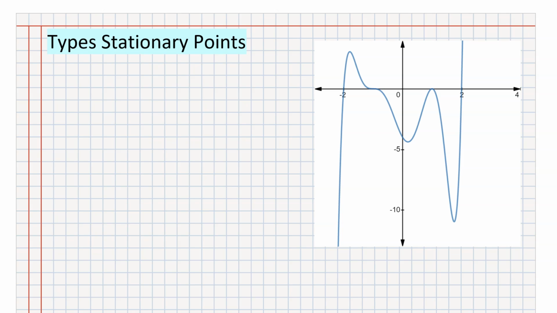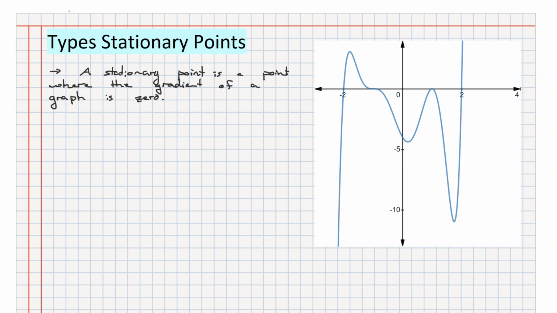Now, if we think back to our last video, we classified a stationary point as a point on a graph where the gradient itself, or the slope, goes to 0, in which case, if we drew the tangent, we would get a horizontal tangent. So a stationary point is a point where the gradient of a graph is 0.